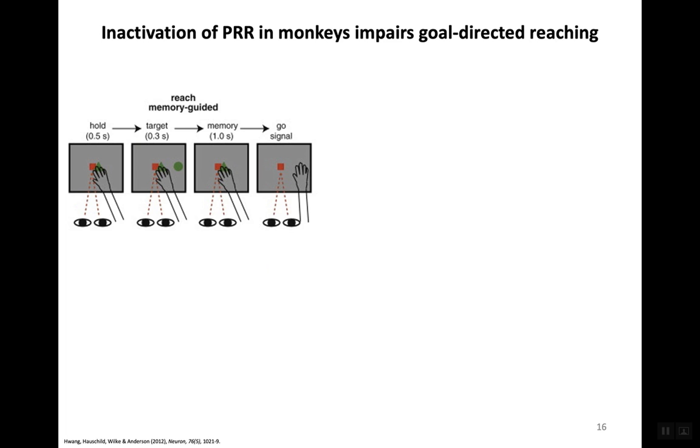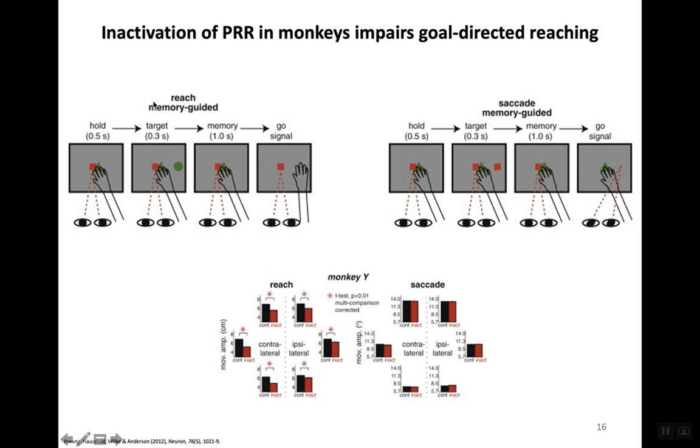So here is one example of a study that attempted to inactivate a part of the parietal reach region in monkeys. In one version of the experiment, the monkey was asked to hold a hand in a given position, and then a target was provided. The monkey was asked not to react, but to hold that position in memory for about 1 second, and then upon being presented with a go signal, the monkey had to move the hand to the previously presented location of the target.